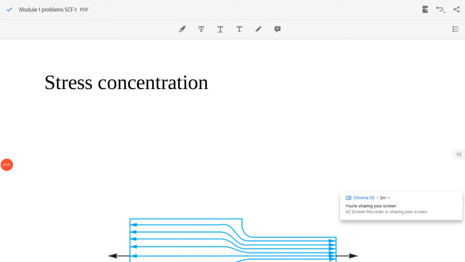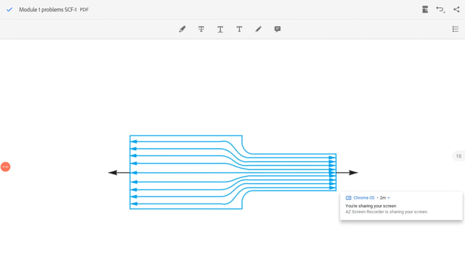So consider this case. Here we have a shaft with a change in cross section from diameter capital D reducing to a smaller diameter small d, and here we have given a fillet. Whenever we have a sudden change in cross section, these stress lines get concentrated to a small area, which produces a stress concentration, and the fracture can occur from this region.